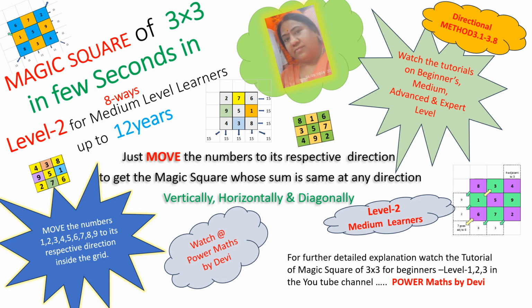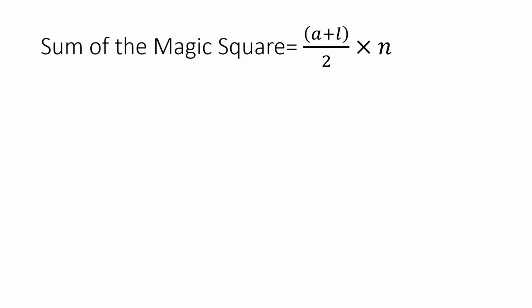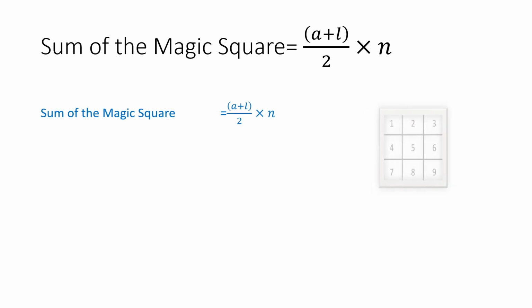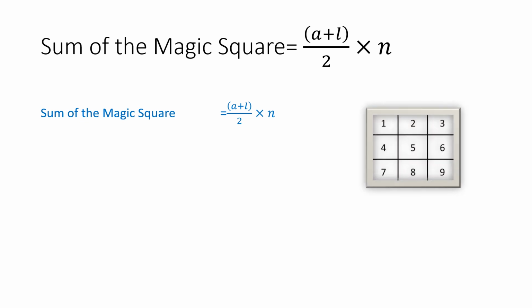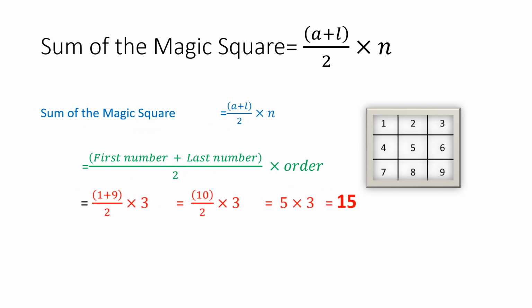Here, one may wonder how to calculate the sum of the magic square. It's so simple. Divide the sum of its first number and the last number by 2. Then multiply by its order. Here the order is 3. So the first number is 1 and the last number is 9. 9 plus 1 is 10, divided by 2. You are getting 5. Then multiply by its order 3.